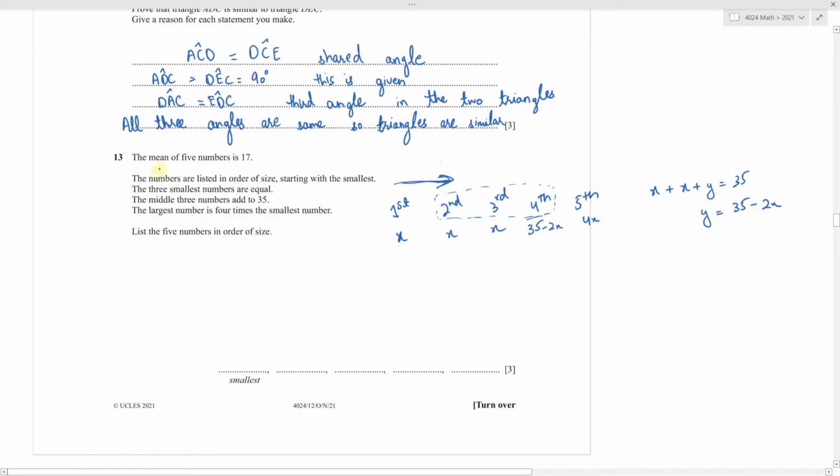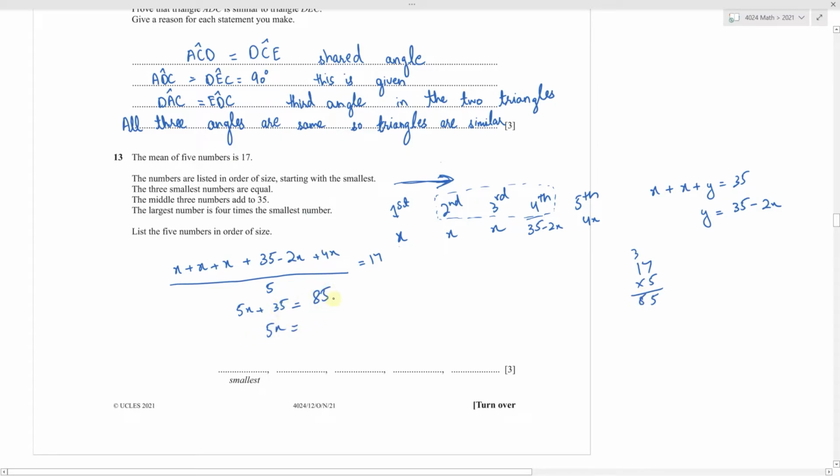Now you're given that the mean of these 5 numbers is 17. So let's calculate their mean. How do you calculate the mean? You add the 5 numbers, x plus x plus x plus 35 minus 2x plus 4x, divided by 5 because you're calculating a mean of 5 numbers equals 17. So 3x minus 2x, x plus 4x, 5x. 5x plus 35 will equal 17 times 5. I'll take this 5 to the other side. 17 times 5 is 85.